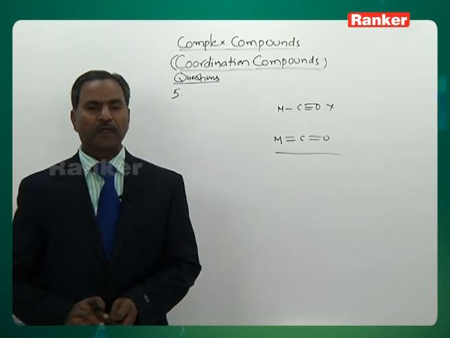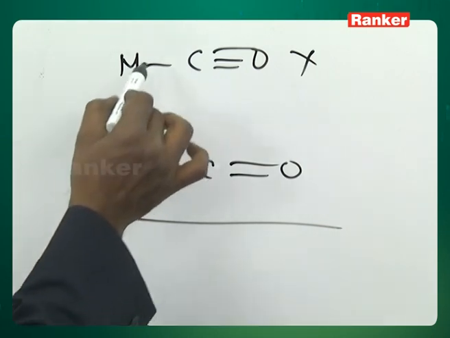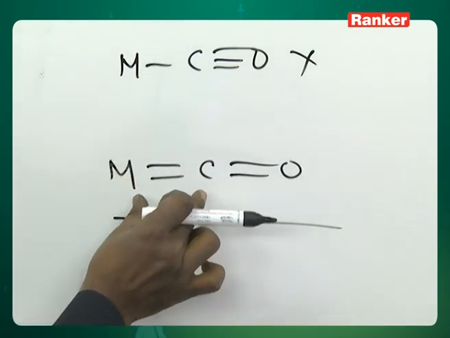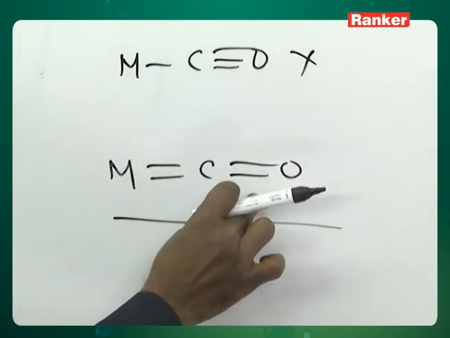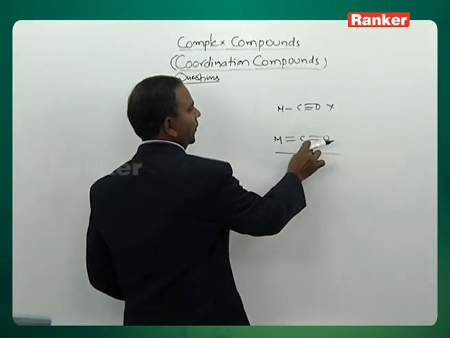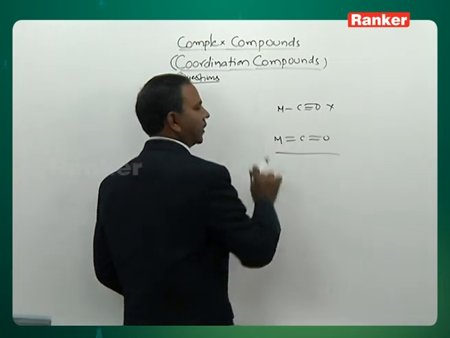Next, the C–O bond length is longer than the normal C–O bond length. Here we are expecting a single bond, but here it is a double bond. Therefore, the M–C bond length is shorter. For the C–O bond length we expect a triple bond, but it is a double bond. So it is becoming what? Long. So option A is correct.